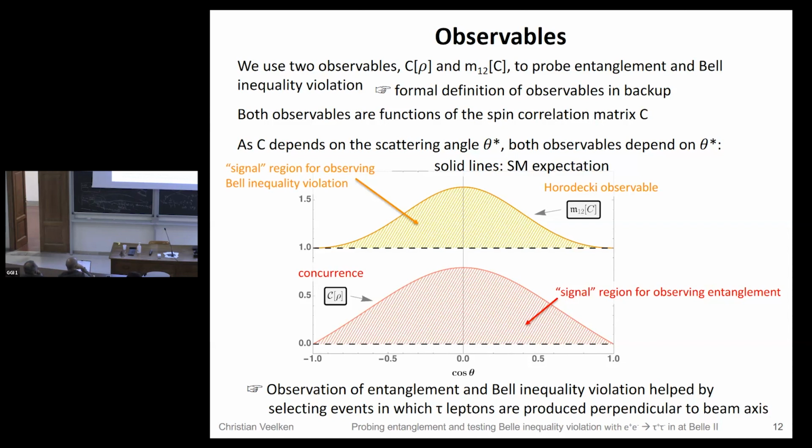And then we take the 9 measured values of the elements of the spin correlation matrix, and we compute 2 observables, the concurrence and another observable that Marco proposed, we call it after Pavel Horodecki, who gave the presentation this morning, because he was the first one to propose this observable according to Marco.